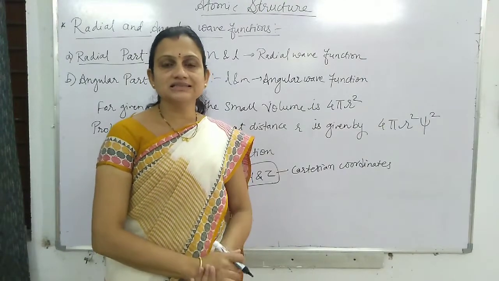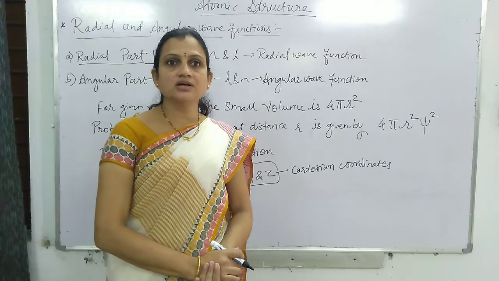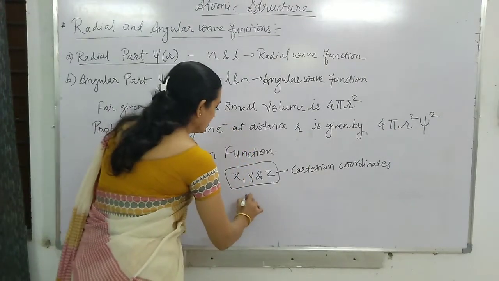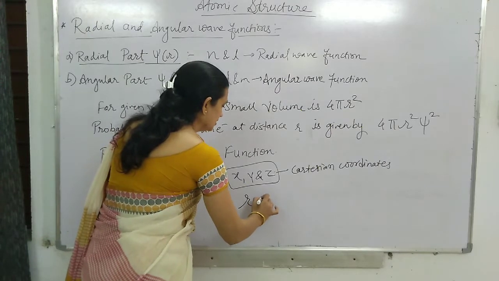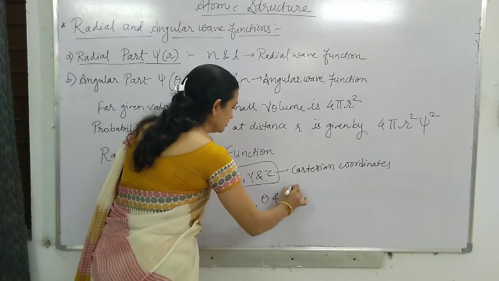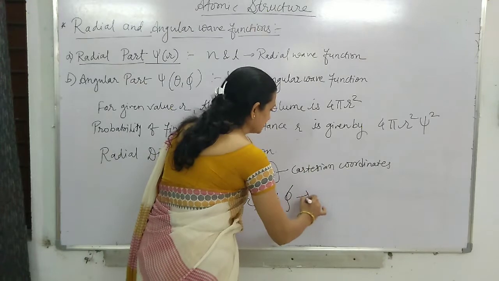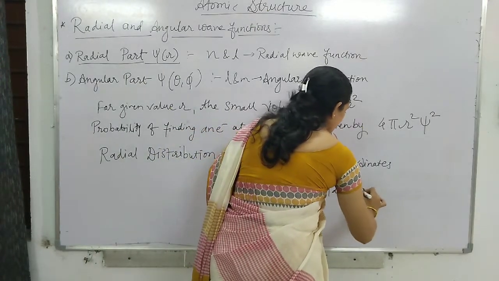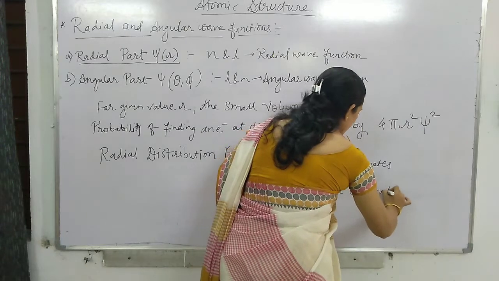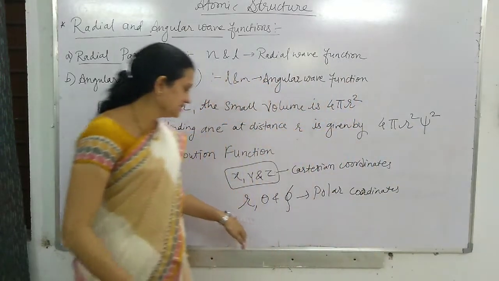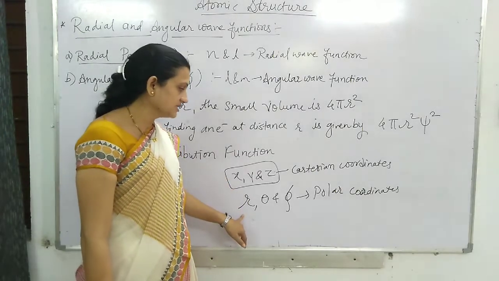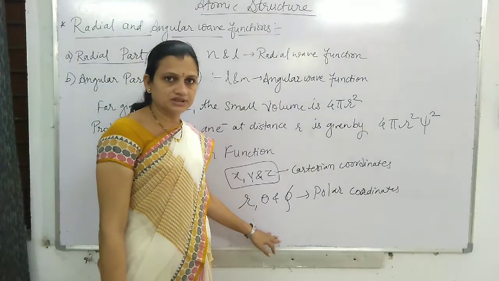But there are also polar coordinates. Polar coordinates means r, theta and phi. So these are the Cartesian coordinates x, y, z, and these r, theta, phi are the polar coordinates.